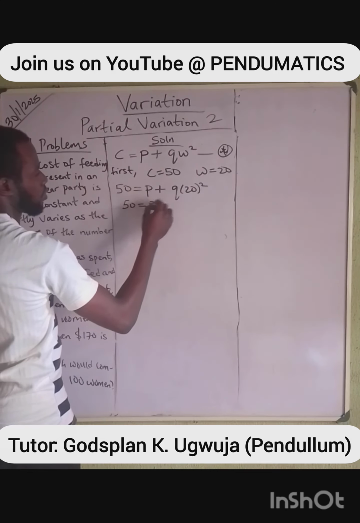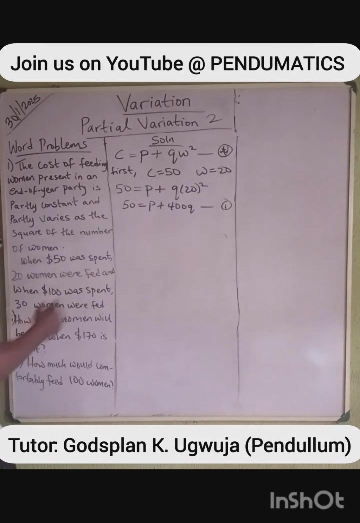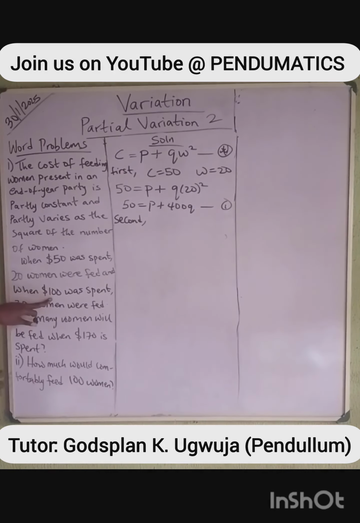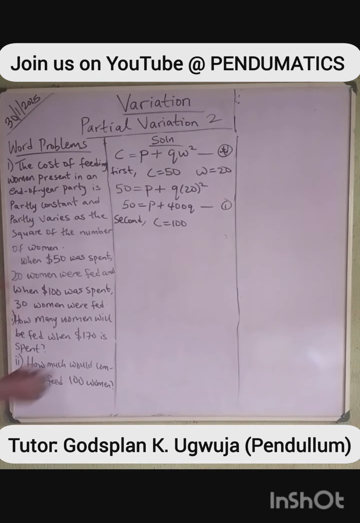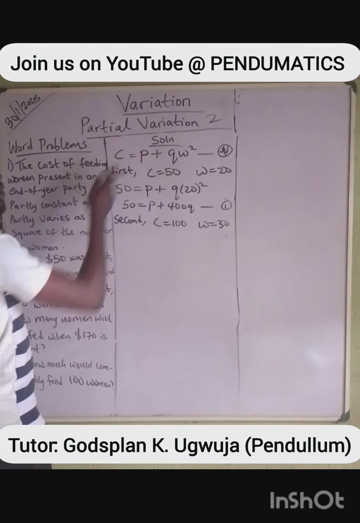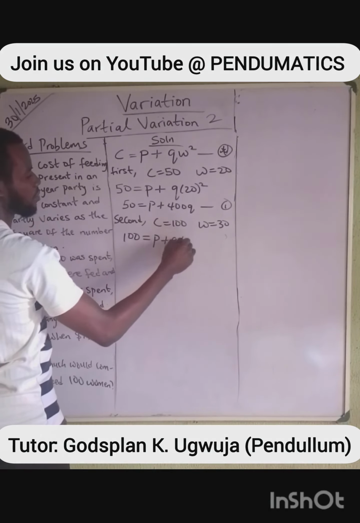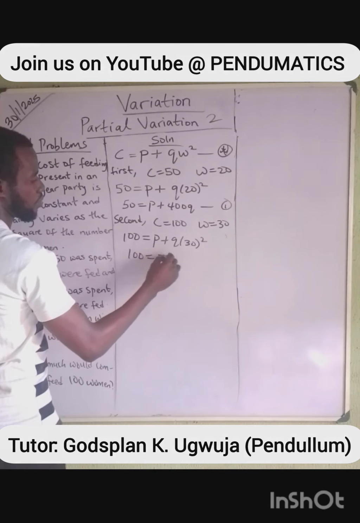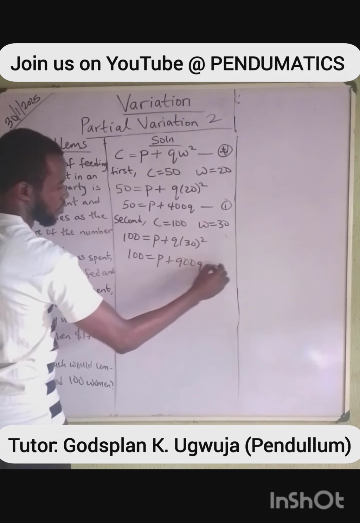50 is equal to P plus 400Q. I can call this equation 1. The second, we are also given another set of values. That when $100 was spent, so C here is 100, 30 women were fed. W here now is 30. So again, we'll substitute this into our original equation. So 100, which is C, will be equal to P plus Q times 30 squared. And 100 is equal to P plus 30 squared is 900Q. All right, this is equation 2.